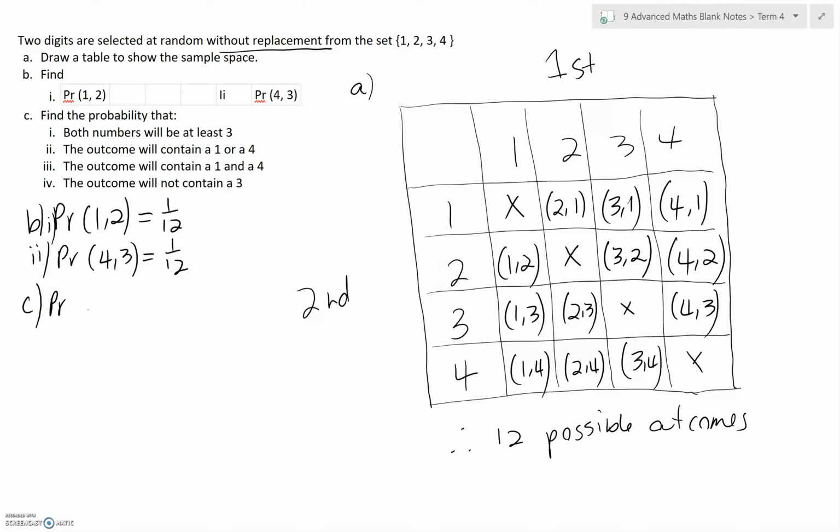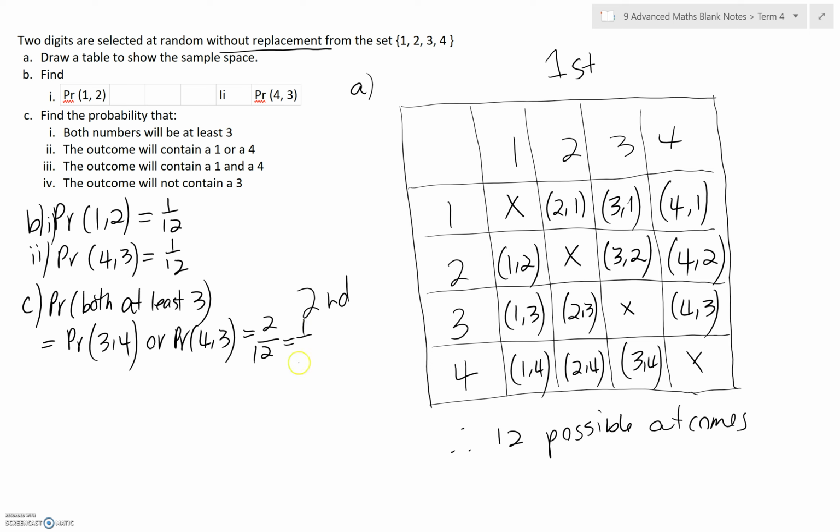Part C of the question says, find the probability that both numbers will be at least 3. So that means if we have a look at the table, we don't want any 2s, we don't want any 1s. So any outcomes here that have got a 2 or a 1 in it, we can disregard. So in this case, we want the probability of getting a 3 and then a 4, or a 4 and then a 3. Remember, we can't get a 3 and a 3, so that's not a possible outcome. So that means we've got 2 possible outcomes out of 12, or 1/6 is our probability.